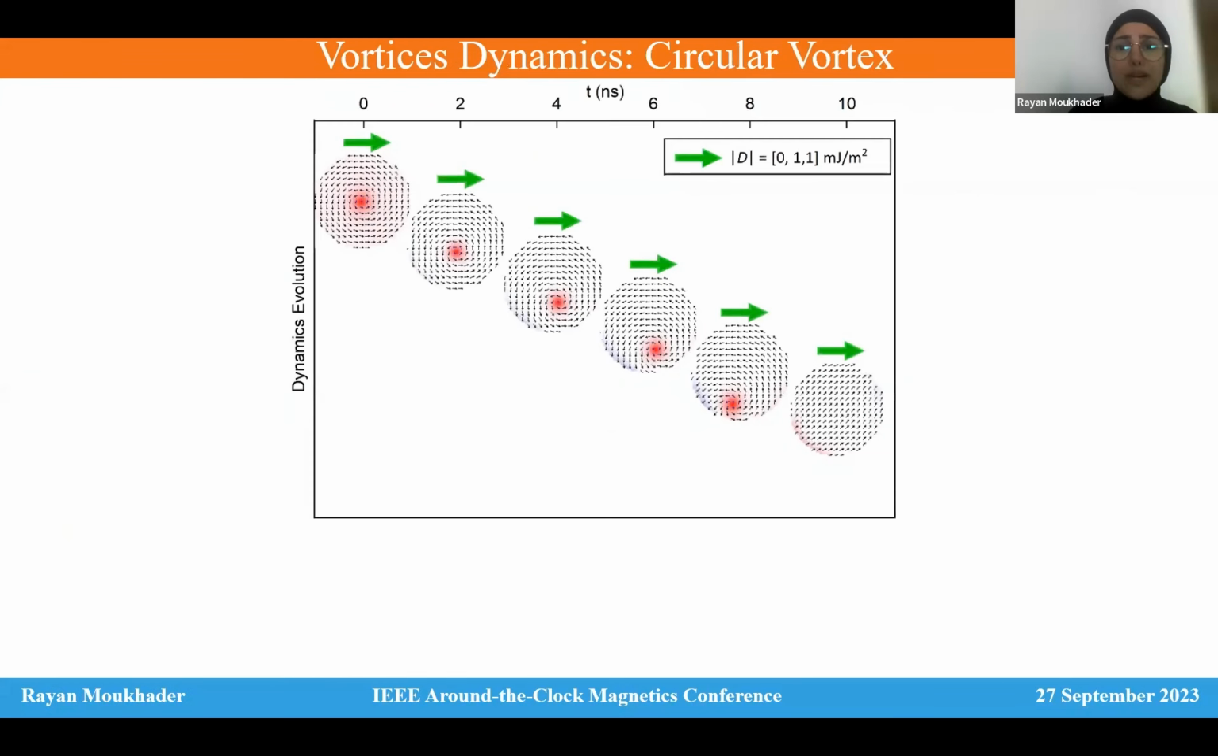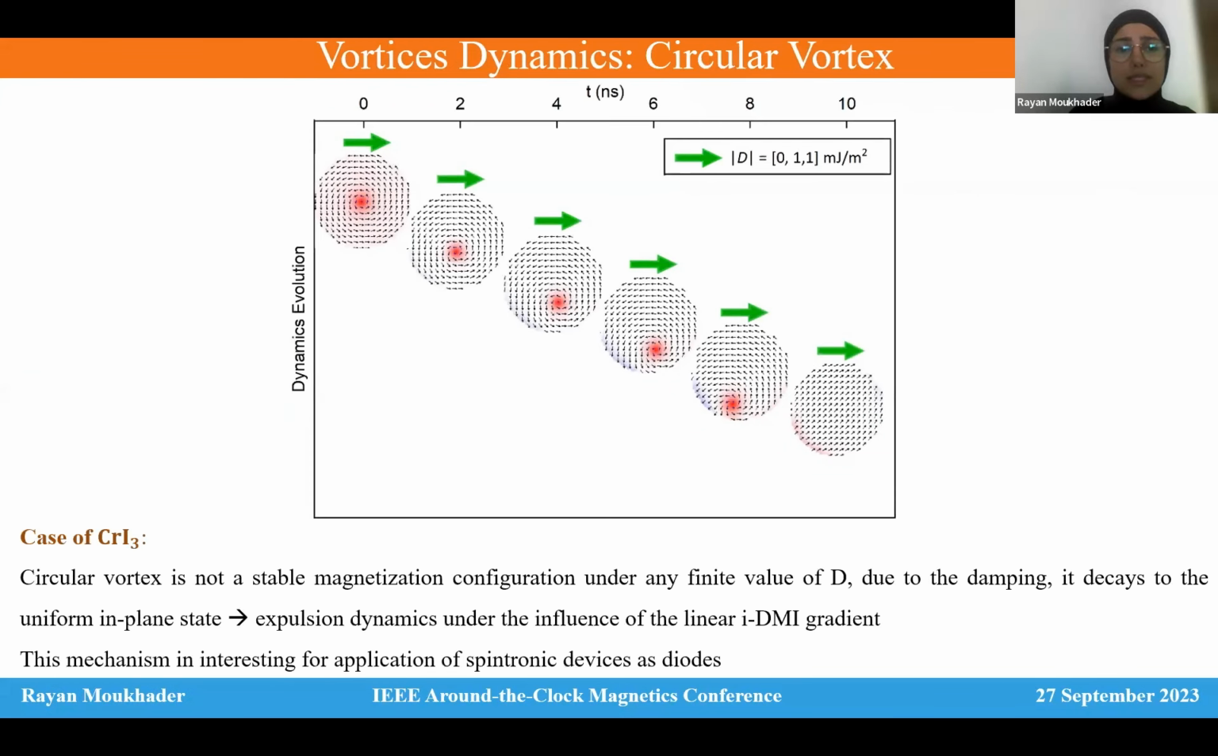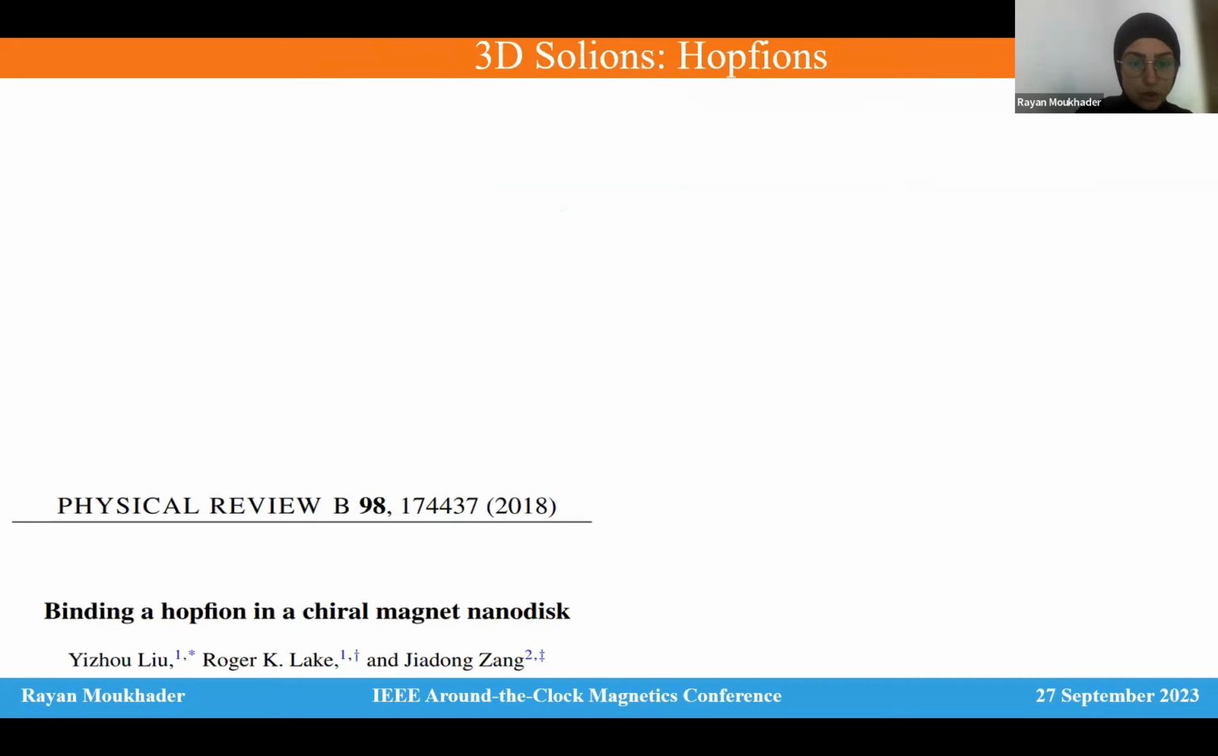Whereas in the case of a circular vortex, we see that starting with a circular vortex will end up in a uniform state, and this is due to the fact that we were not able to stabilize the circular vortex at any DMI range, and this ends up in an explosion dynamics. So we can say that the circular vortex undergoes expulsion dynamics under the influence of a linear IDMI gradient. And this mechanism is interesting in spintronic applications, including, for example, diodes.